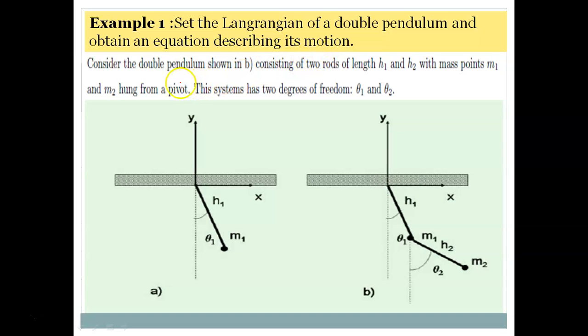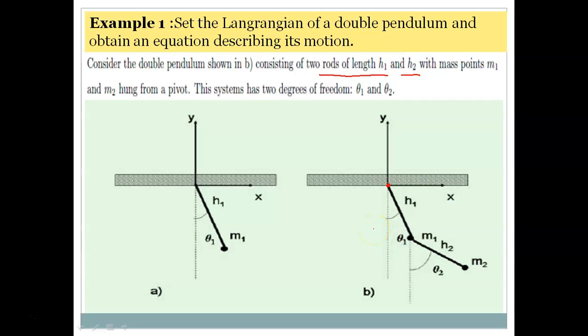So first we see what the double pendulum is. A double pendulum is shown here in this figure. It consists of two rods of length h1 and h2 respectively, and their masses are m1 and m2, hung from a pivot. The system has 2 degrees of freedom, that is theta1 and theta2. Because the length of both of the rods, h1 and h2, and the mass are fixed, the only thing that will vary is this angle theta with the vertical.